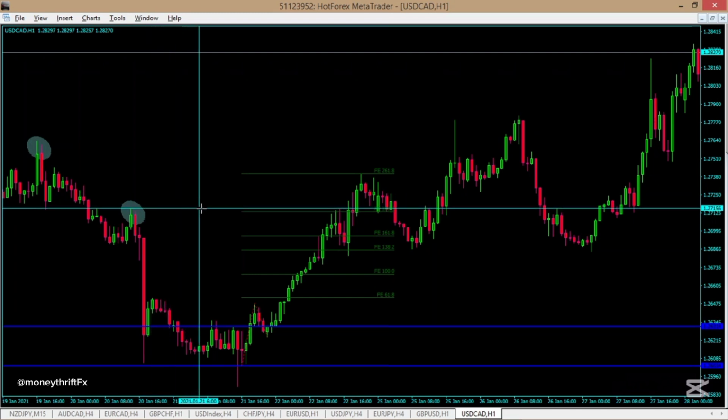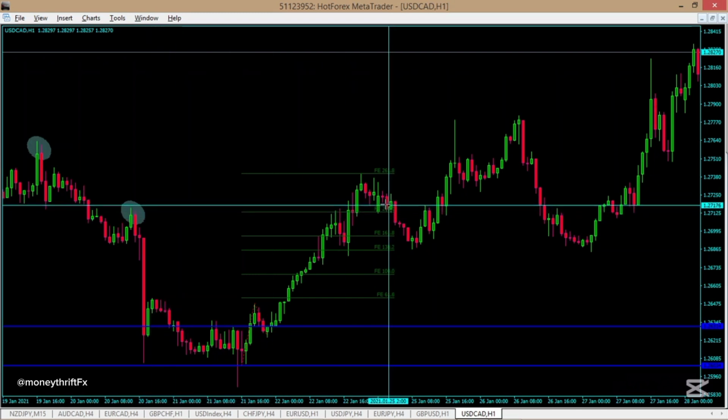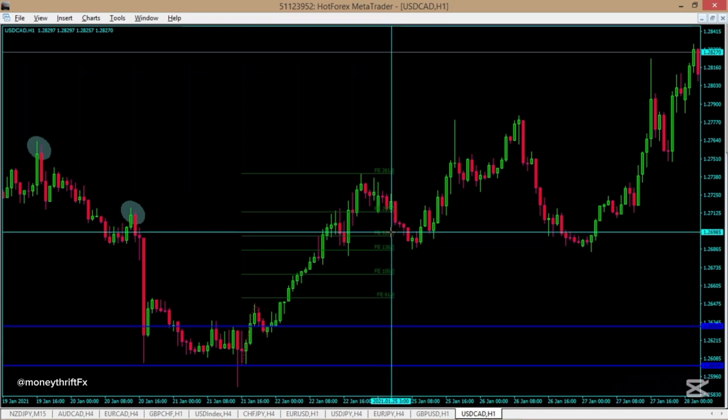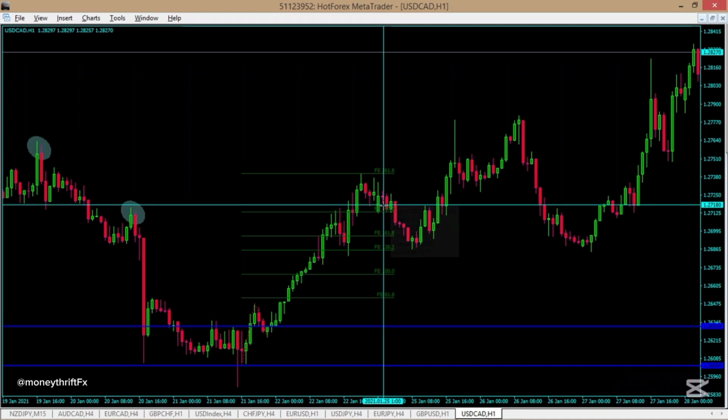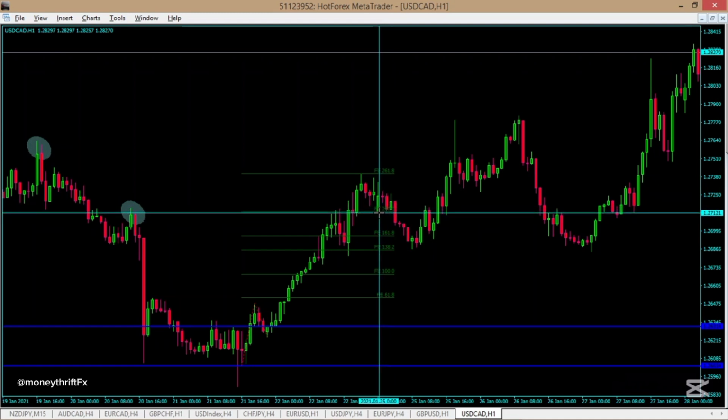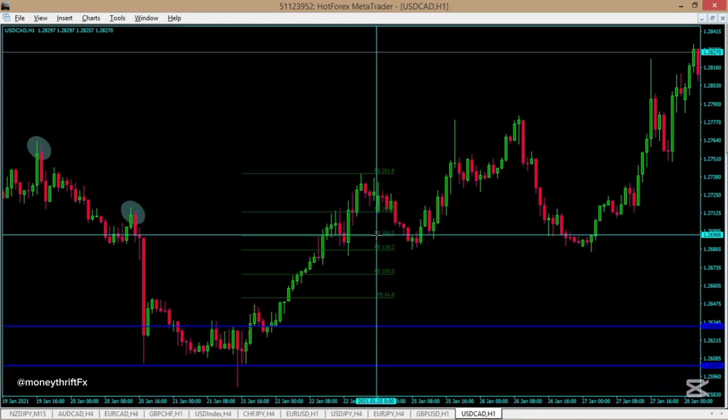So in this case, I'll take my profits at 200. I won't choose 161.8 because it's a little bit far. So my first TP will be here because it's just before that resistance. Or if I want to be safe, I can just leave it at 161.8. So either one works.